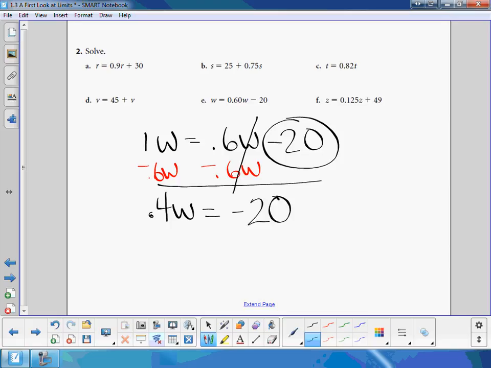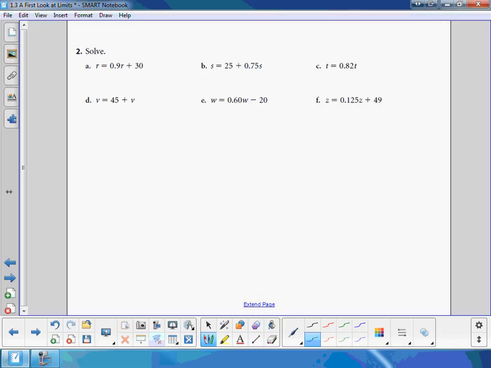You have to make sure that you realize that that minus sign, that negative sign, stays with the 20. And when you divide both sides by 0.4, your final answer should be negative 50. Okay, negative 50. So that's a problem that works out nicely. You get an answer. It's negative. That's okay. In C, you got t equal to 0. That's okay. That's an answer. That's a number.